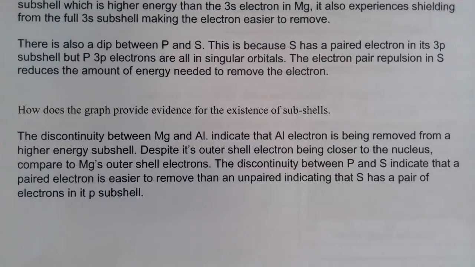And it's these blips that give us evidence for the existence of the subshells, or some of the evidence for the existence of subshells. Because of the blip between magnesium and aluminium, we know that the aluminium electron is being removed from a slightly higher energy subshell. So in other words, all the orbitals in the principal quantum shell 3 are not all the same energy level. If they were, we would just see a steady increase across the period. Likewise, we know that there are paired electrons, and it's easier to remove that paired electron, and that explains the discontinuity between phosphorus and sulfur.